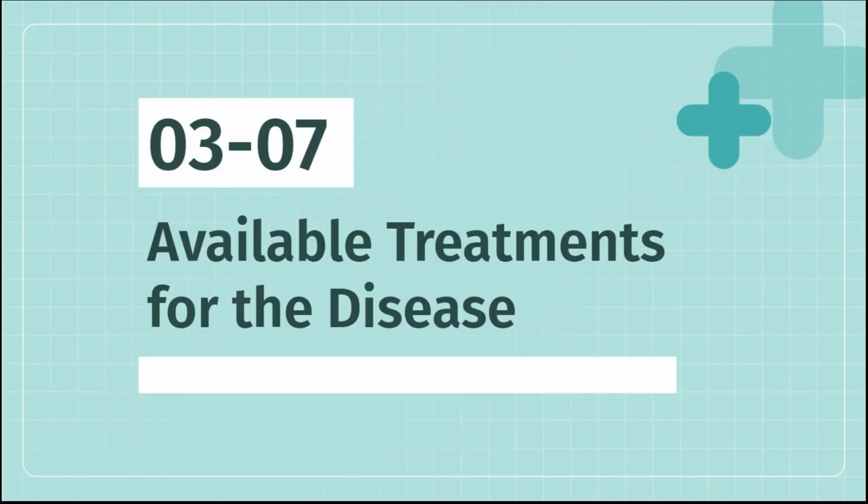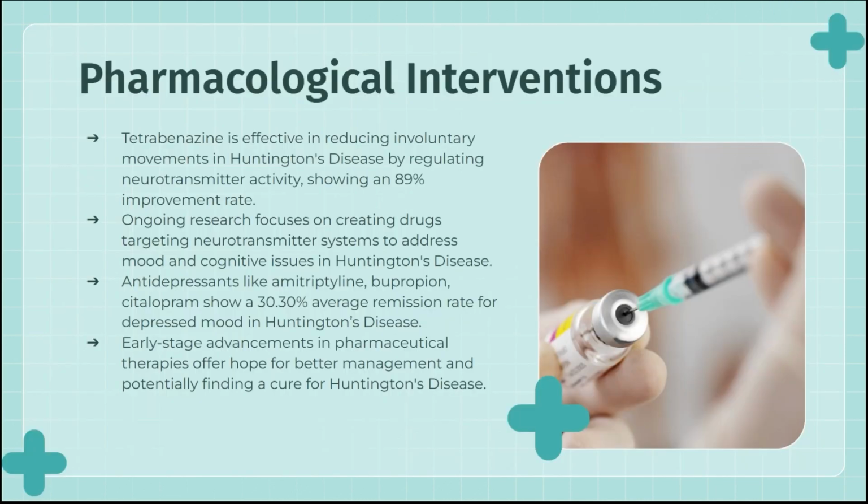Next, we move on to the available treatment for the disease. First, we begin with pharmacological interventions. To begin, I would like to talk about a drug called tetrabenazine. Tetrabenazine is a highly effective drug in reducing involuntary movements in Huntington's disease by regulating the neurotransmitter activity.